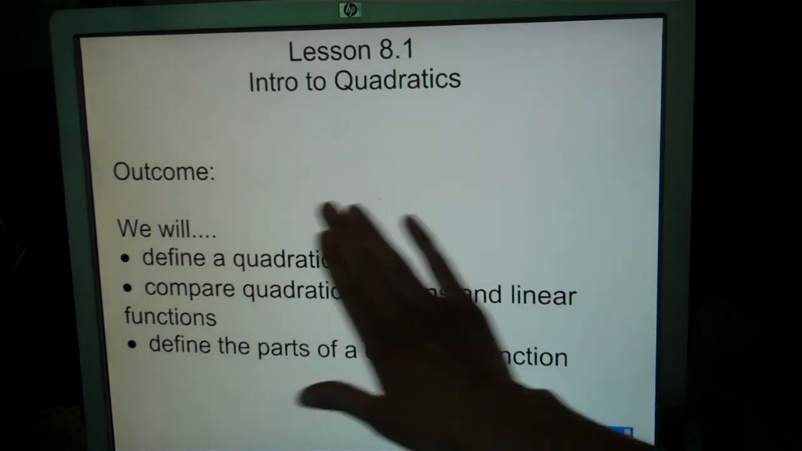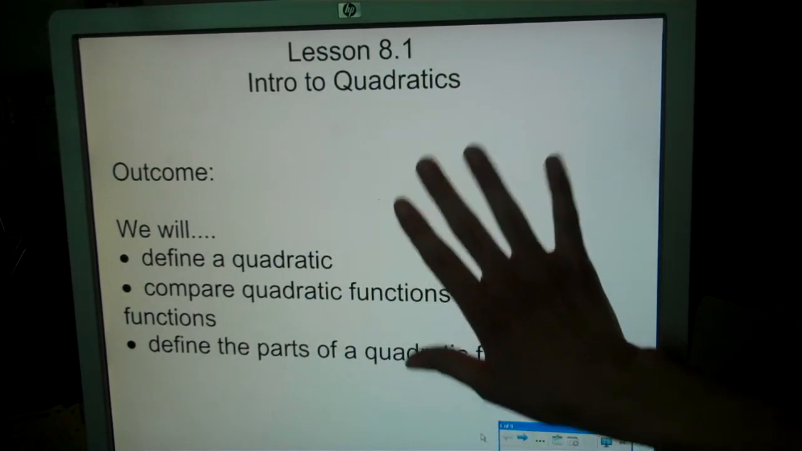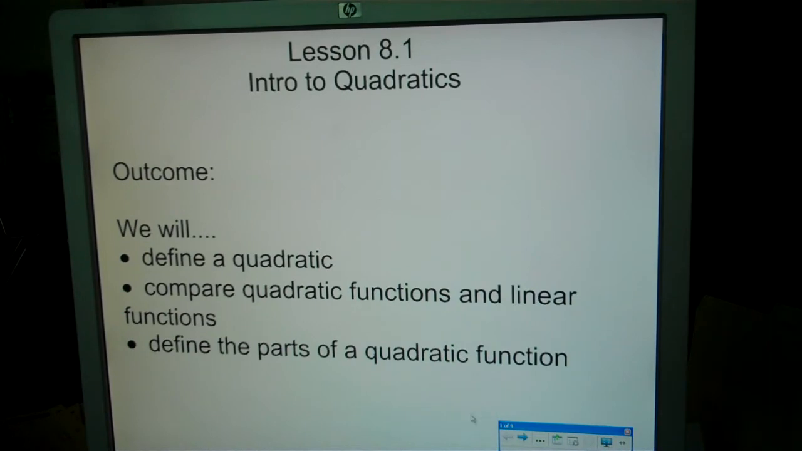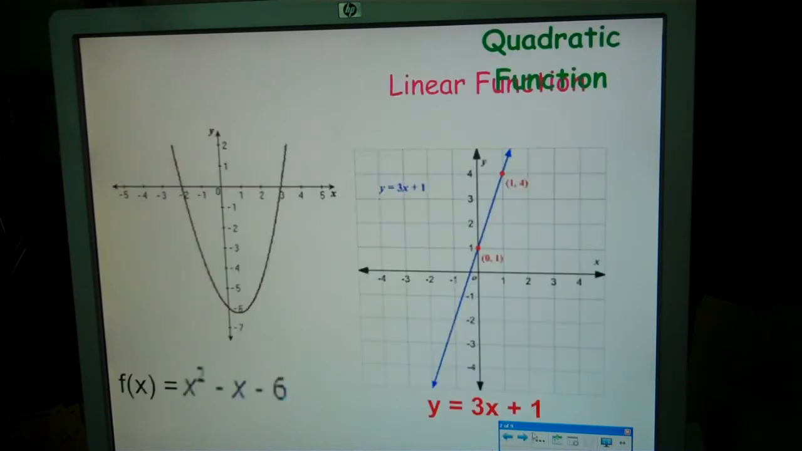Okay, I cannot tell you how important of a unit this is and how challenging it's going to be. So I'm going to set that up from the beginning. All right, here we go.